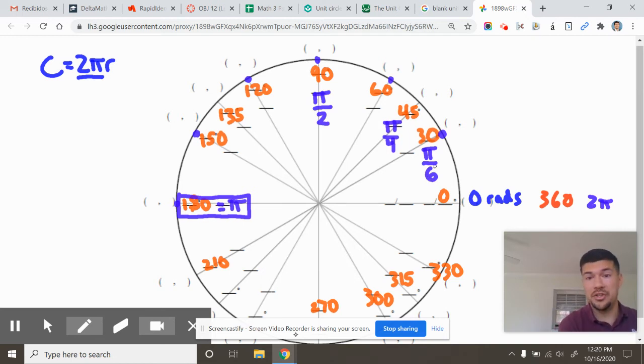Now we have a bunch of radians. This is pi over 6 radians. This is pi over 4 radians. This would be 2 pi over 6 radians, which we're going to simplify to pi over 3 radians. This is 3 pi over 6 radians. Notice how I'm counting by pi over 6, just like with degrees, I counted by 30. So if this is 3 pi over 6, well, that's 1 pi over 2. This is going to be 4 pi over 6.